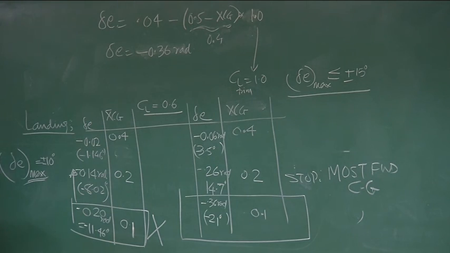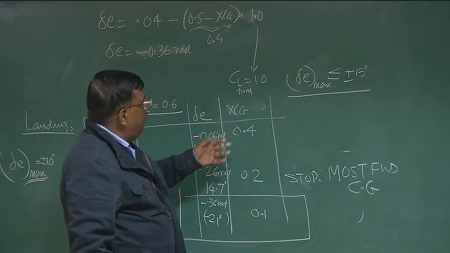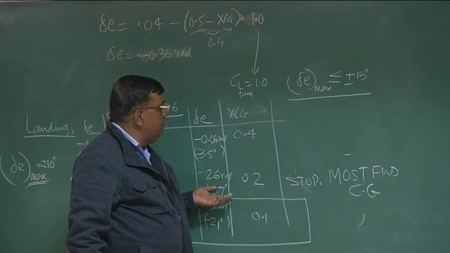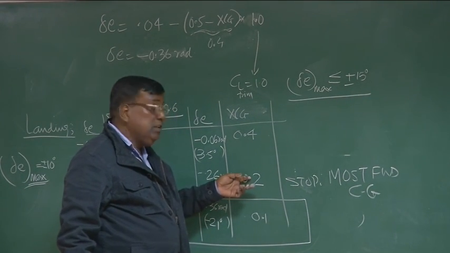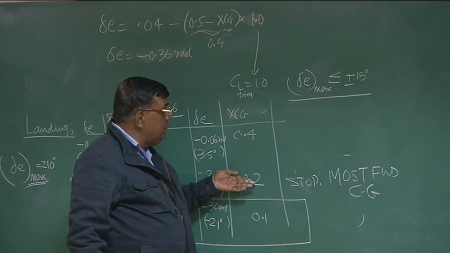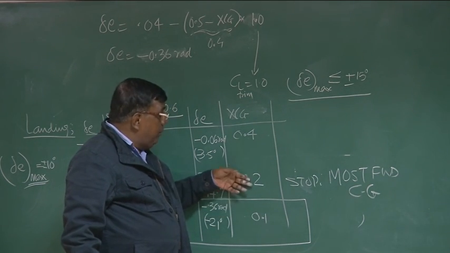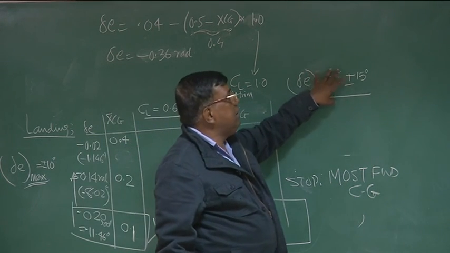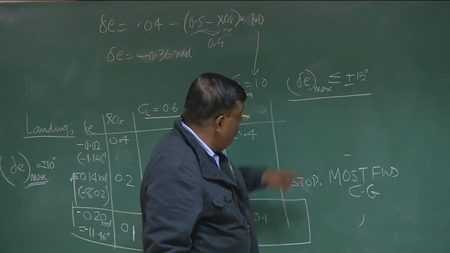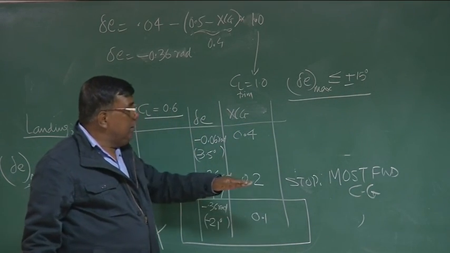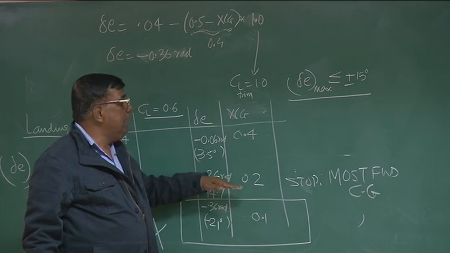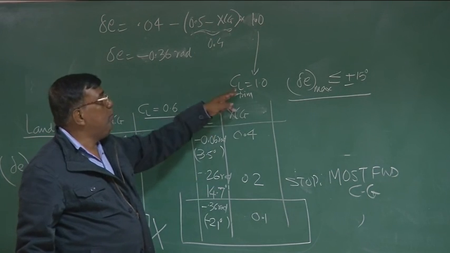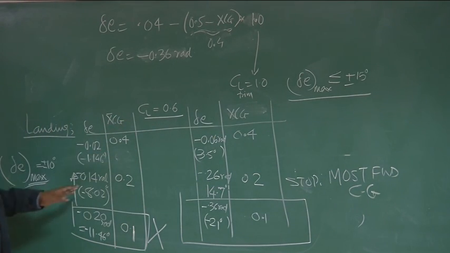Is it clear? So you could see that for CL equal to 1, my most forward CG of the airplane will be restricted to the most forward CG location of 0.2. If the CG goes ahead of 0.2, say 0.1 most forward, then this delta E max limitation, effective only up to plus minus 15, won't be able to trim it. So my most forward CG will be restricted by the elevator deflection limitation. Clear? For 1. Similarly for 0.6 we have seen this.